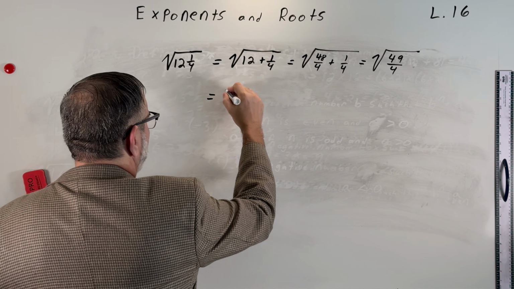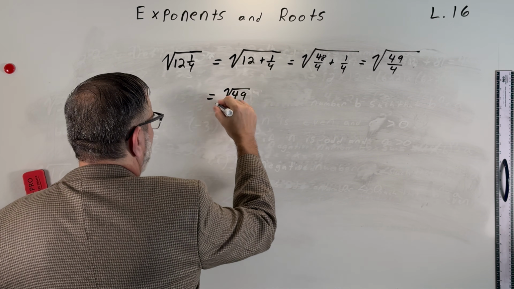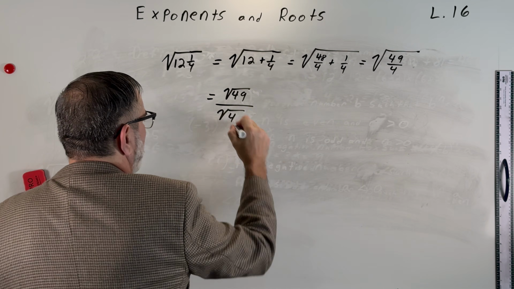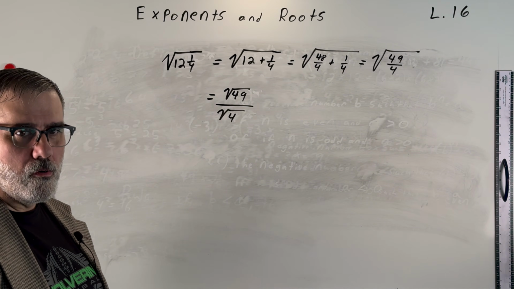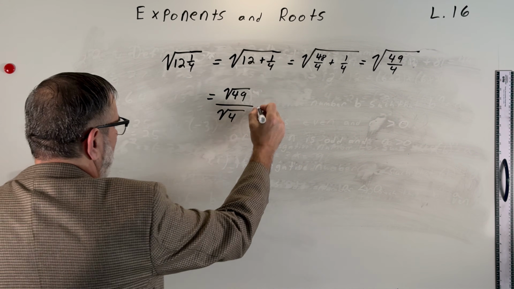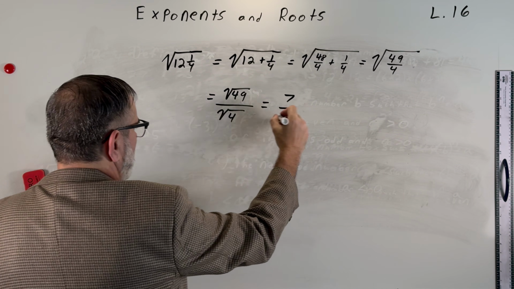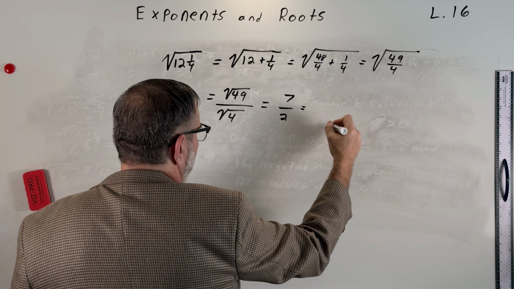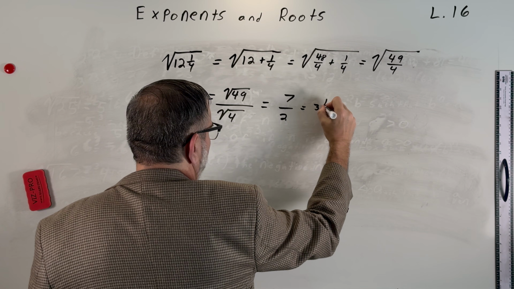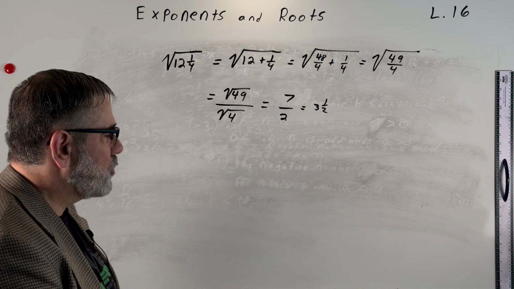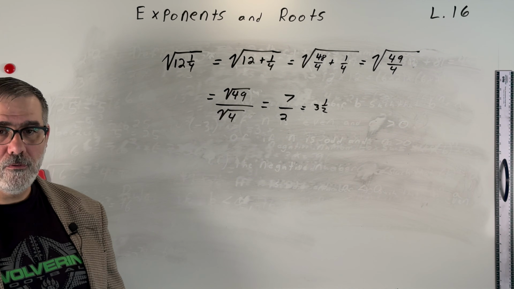And that we can do, right? That will be equal to the square root of 49 divided by the square root of 4. Both of those are perfect squares. And the square root of 49, as we saw before, was 7. And the square root of 4 is 2. And so this is 7/2, which is the same thing as 3½. So the square root of 12 and 1/4 is 3½.